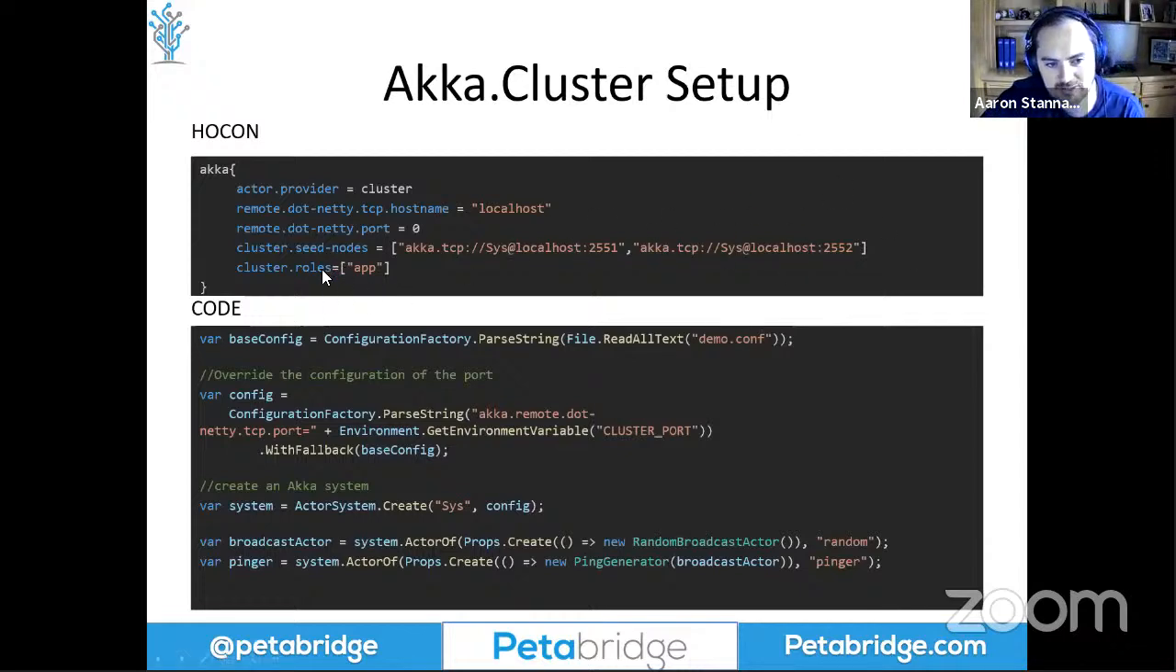And then down here, I'm going to specify my roles, which is a set of labels other nodes can use for figuring out what types of work I can perform. That's really what that's for. And then down here in my code, I just parse my little HOCON file. I'm going to replace my .NETty.tcp.port with an environment variable here. And then I'm going to start my actor system and just create a couple of actors. So starting up Akka.Cluster is actually really simple. There's not a lot to it. And this is all you really need to get a cluster up and running.